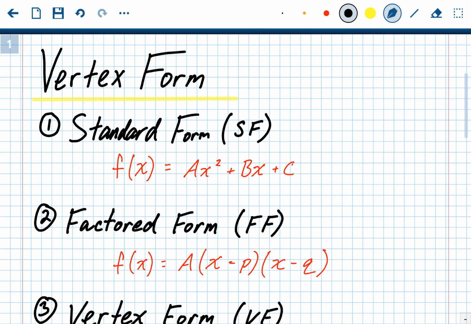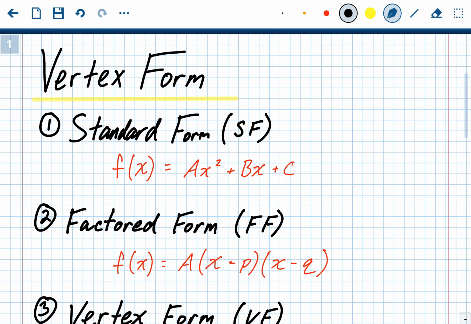So just a reminder, we already talked about standard form, which is ax squared plus bx plus c. Standard form had formulas to find the vertex. The y-intercept was c. We were able to find a lot of information from standard form. Factored form was a times x minus p times x minus q. Factored form helped us find the x-intercepts, using zero product property.